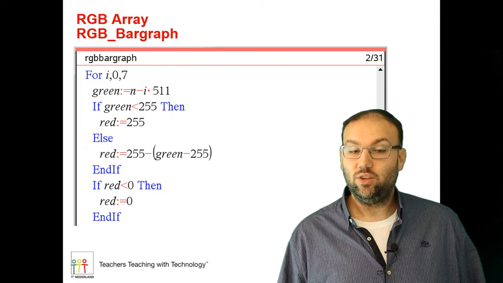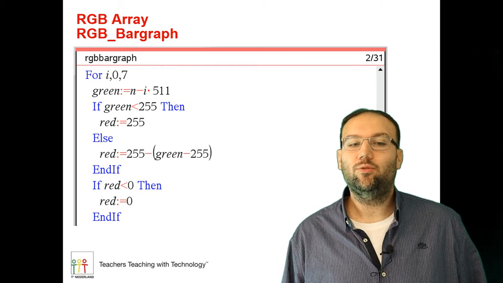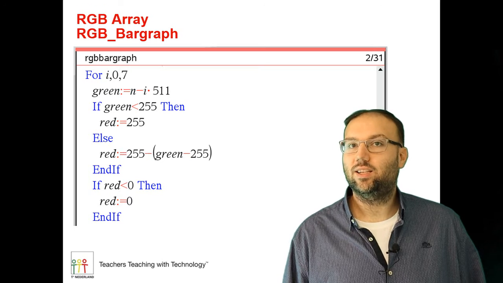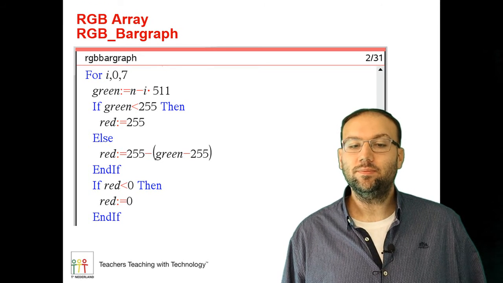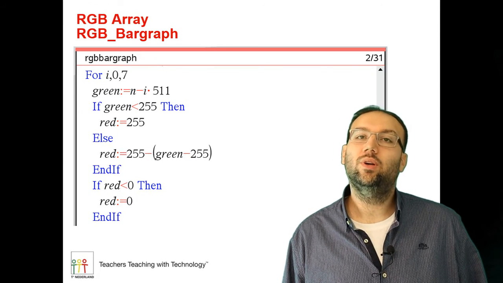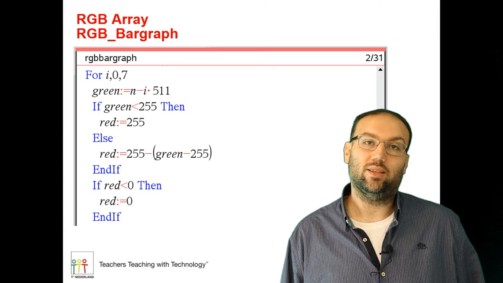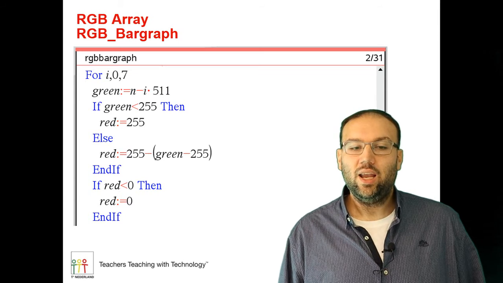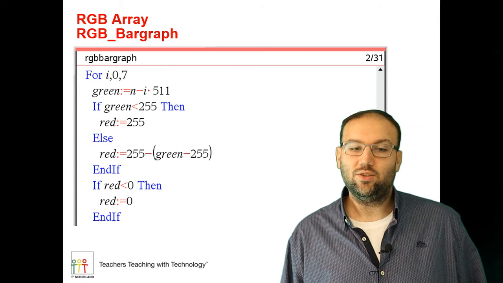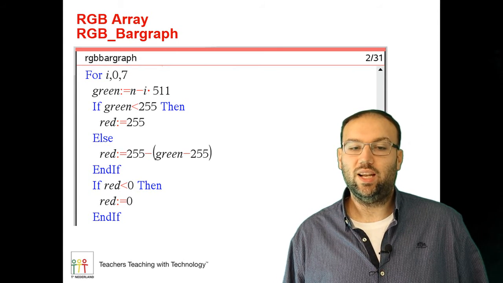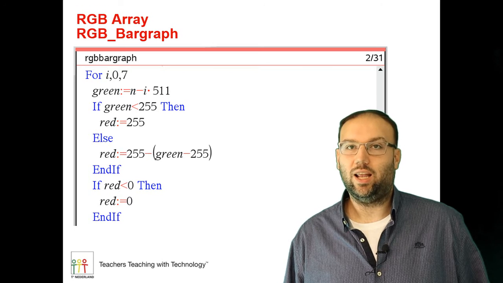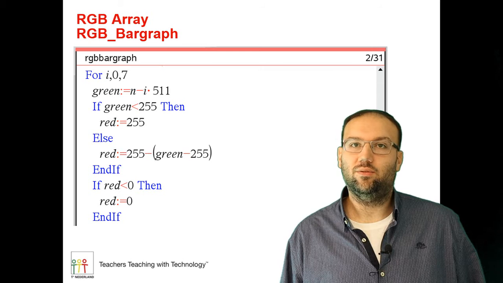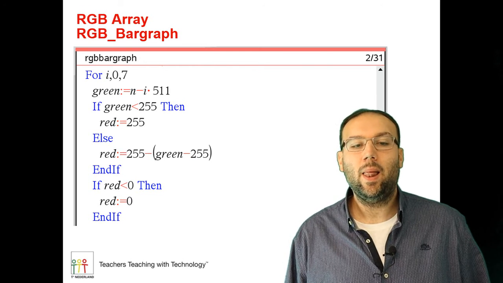Then the program continues still in the while loop for I 0 to 7. So for all the 8 LEDs, LED 0 to LED 7. And the second row, LED 8 to LED 15. That shall you see later. Green is the value of the sensor minus the value of the LED times 511. Those are the graphs that we discussed earlier in the first video.